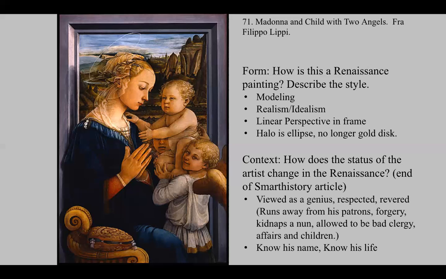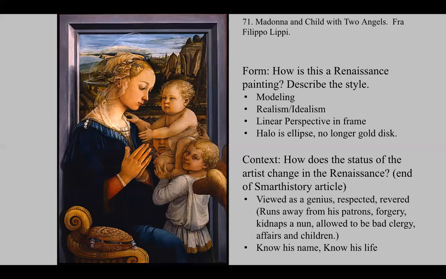Some of the things that he did was he ran away from his patrons. So he'd hide away from commissions. You know, he'd get money and then leave. He did forgery, so he faked artwork. He kidnapped a nun. He had affairs, and he had many children.